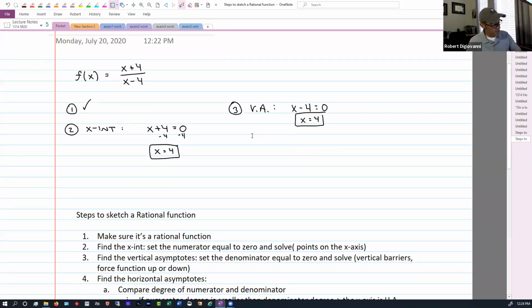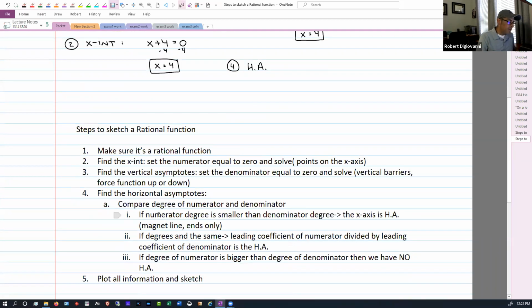Then the fourth step, the hardest step, the newest step, the horizontal asymptotes. So let's do this. We will compare the degrees. So let's go back up and look at our function. The degree of the numerator is 1. The degree of the denominator is also 1. So it says here in the steps, if the degree of the numerator is smaller than the denominator, that's not what we have. They're the same, right? So it's not the first one.